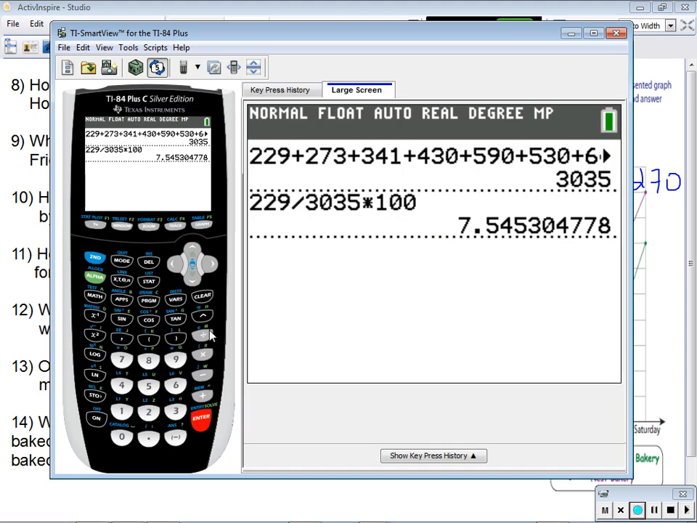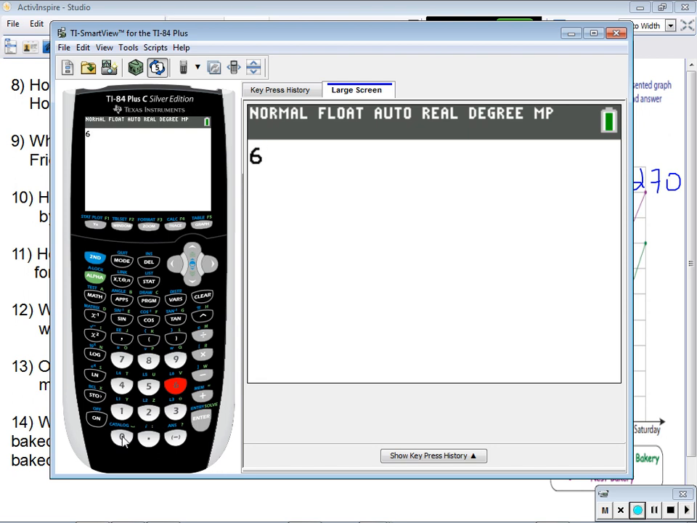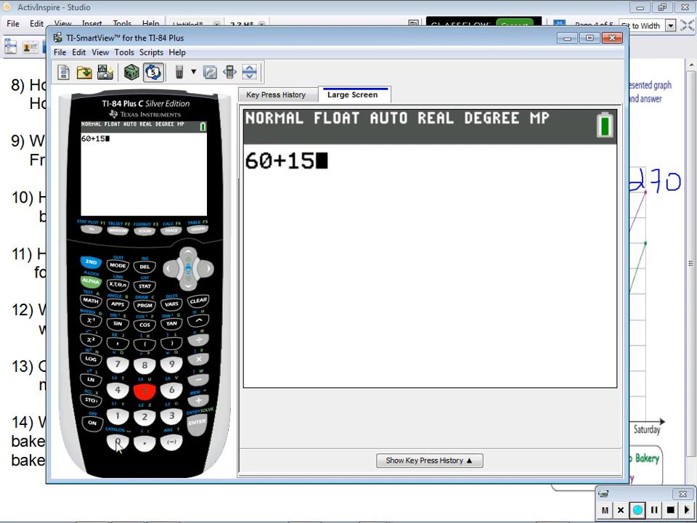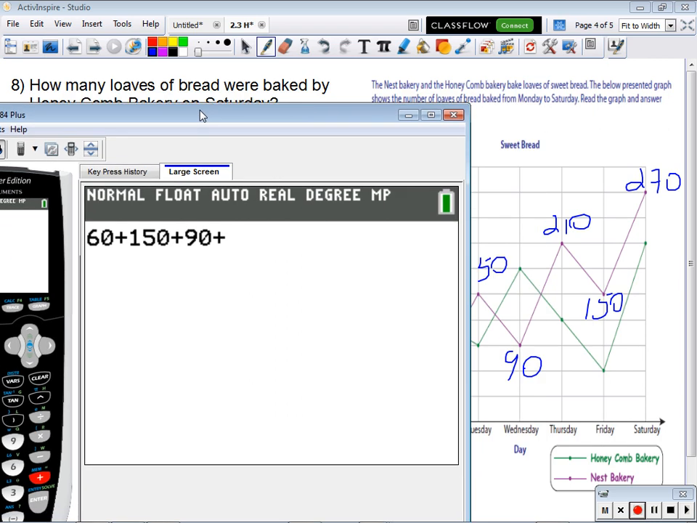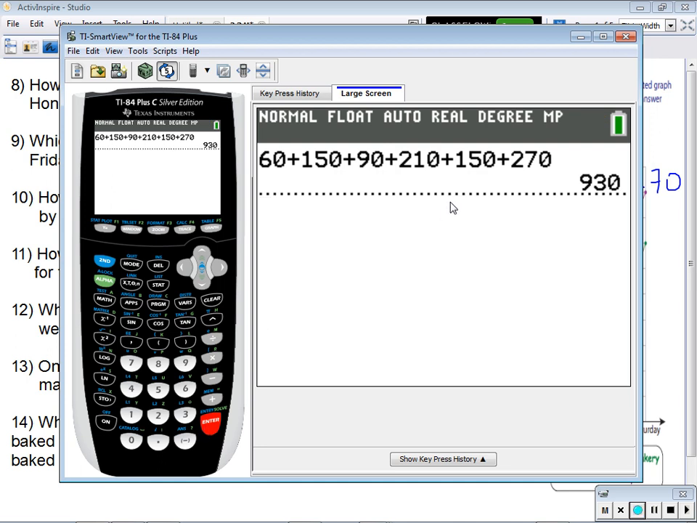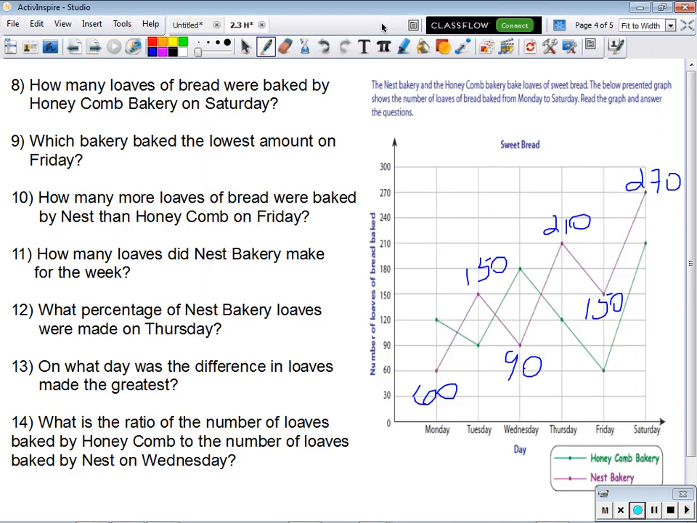So I got here, I got 60 plus 150 plus 90 plus 210 plus 150 plus 270. So if I put all of those together, we would say that the Nest Bakery did 930 loaves of bread for the week. Right, so we'll make a note of that up here. So that's the answer for number 11.